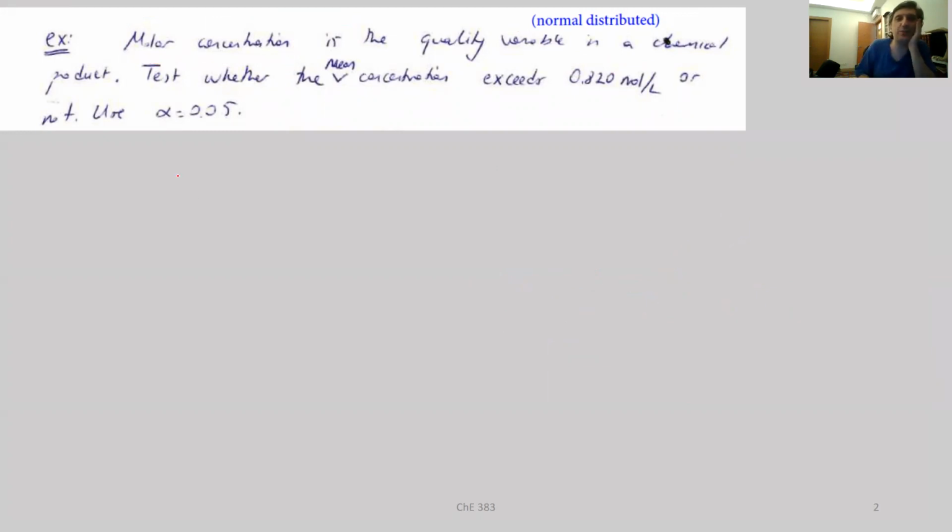So the very first thing that we are going to do here is, of course, start with a hypothesis test. So H0, the null hypothesis, will be, as always, an equality. And the alternative hypothesis here, since we would like to test whether mu exceeds, is mu greater than 0.020 moles per liter. And we are going to conduct this test at the 0.05 significance level. All right.